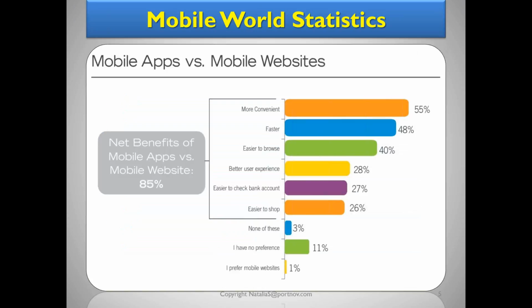So, mobile apps versus mobile website, there is always a statistic about how many people find mobile apps more useful than the mobile website. Well, it is faster, convenient, easier to browse, and because the mobile app is specifically designed to fit your mobile, of course it's a better user experience.